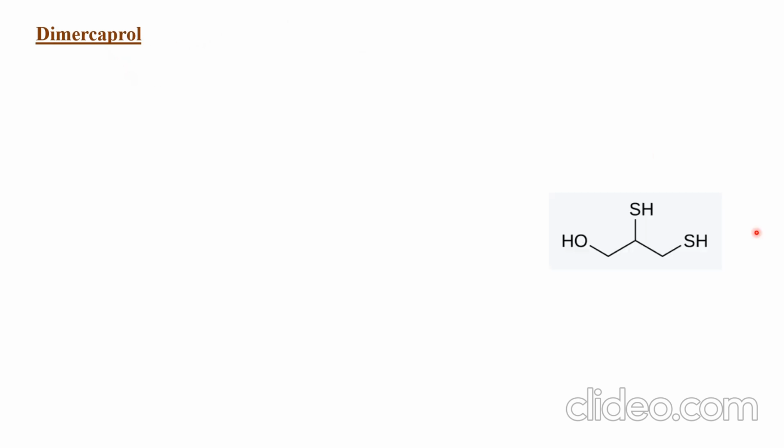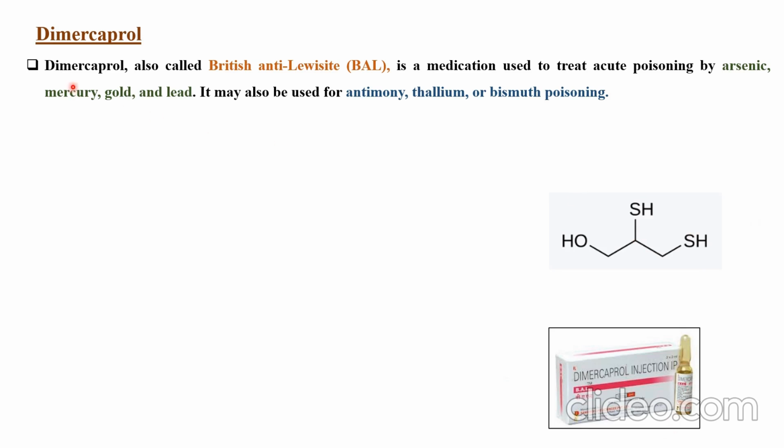Dimercaprol, right? This is a typical structure which we have already discussed, and this is the packaging available in the market. Dimercaprol, also called British anti-lewisite, commonly known as BAL. Medication used to treat acute poisoning by arsenic. Whenever there is immediate, acute, short-term poisoning of arsenic, at that time please use dimercaprol as an antidote. And it is also used for mercury, gold, and lead. So our answer is mercury. Whenever there is mercury poisoning, the answer is dimercaprol.